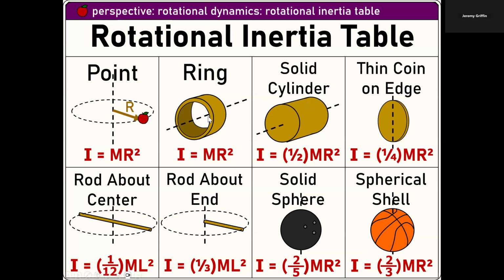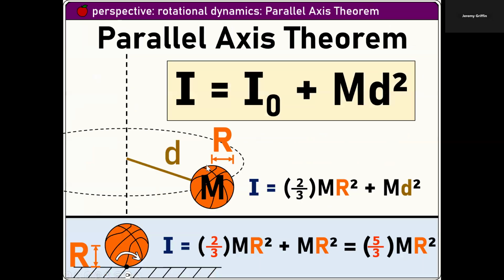Now, here's the tricky thing. You remember this table, all these red formulas, like something mr squared, is only valid if it's rotating about the defined axis. You see every single one of these has some dashed axis, right? If you're not considering it rotating about that axis, then you have to apply the parallel axis theorem.